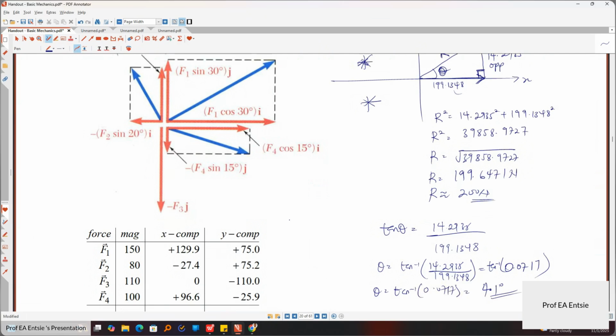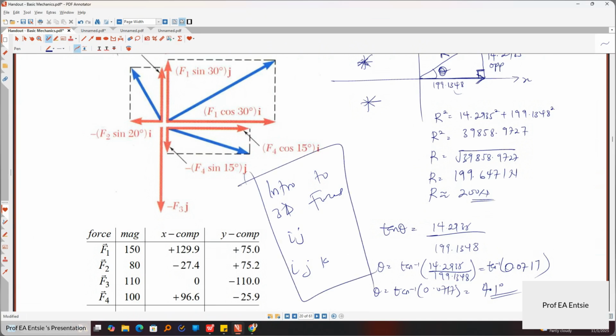Next meeting, we'll be looking at intro to 3D forces. Now we are moving from i j to i j k. Is it not interesting? Very interesting, right? In 3D, we are using three methods: blue triangles, coordinate method, and the lambda method. You will see all these ones, you understand them. So don't panic. You are with me.